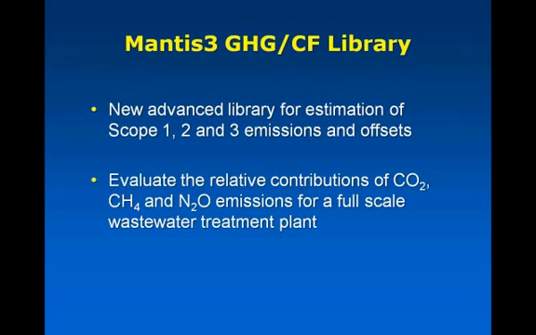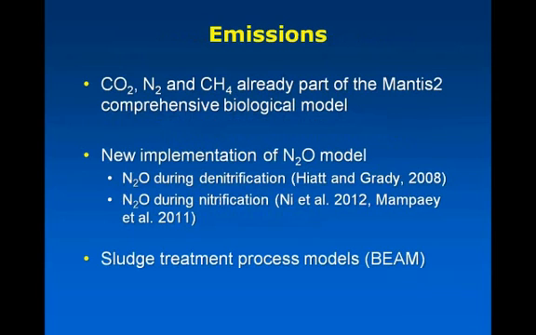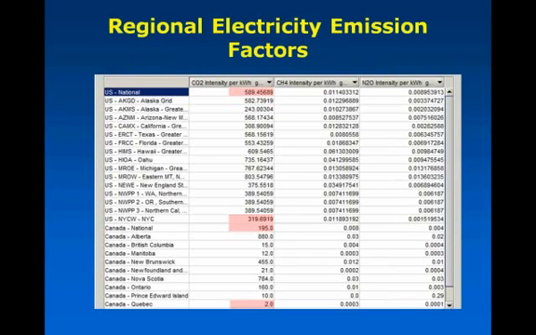So this is a new library that we have created that includes the type of modeling that we've always done in GPSX, but now we've overlaid that with a number of other calculations, a new N2O emissions model, and then calculations for doing scope 1, 2, and 3 emissions and offsets. So we're starting with the underlying framework that we've created over the last couple of years in the development of our Mantis 2 model. We implemented the new N2O model and then added other information here.